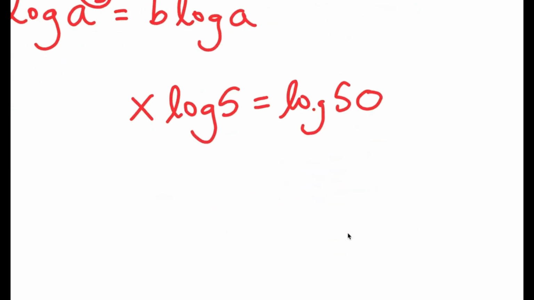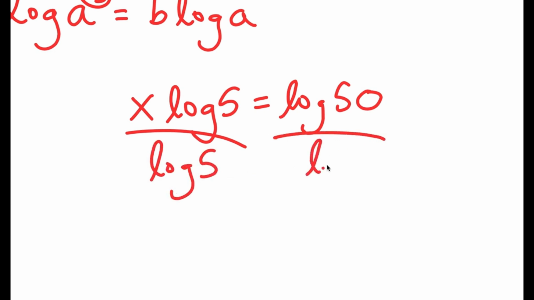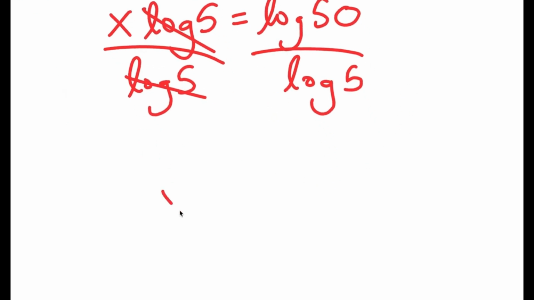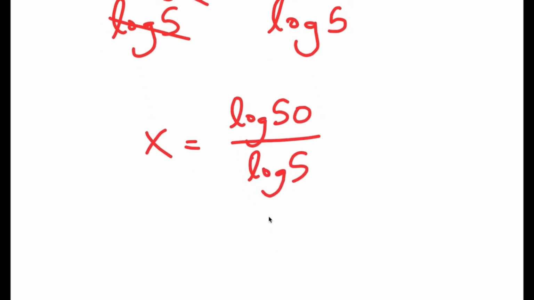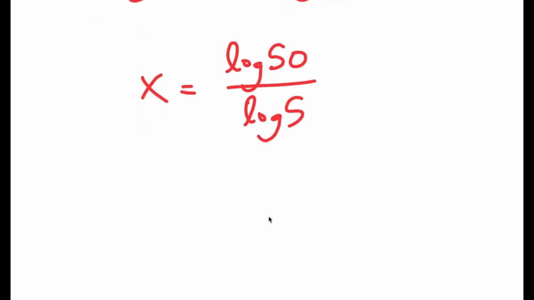And now remember, we want to find the value of x, so all we have to do that is to get rid of this log 5 by dividing both sides by log 5. So now these two cancel out, and I get x is equal to log 50 over log 5. And now let's simplify this a little to get the exact decimal value.